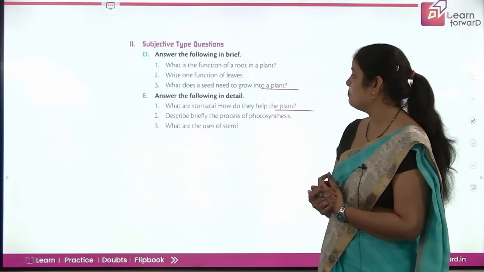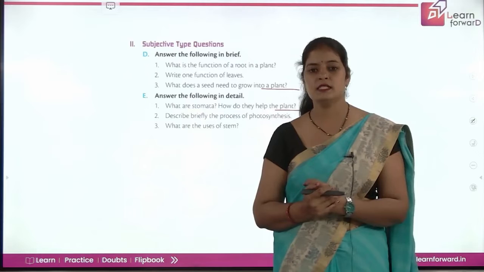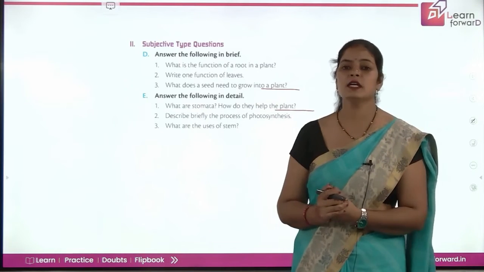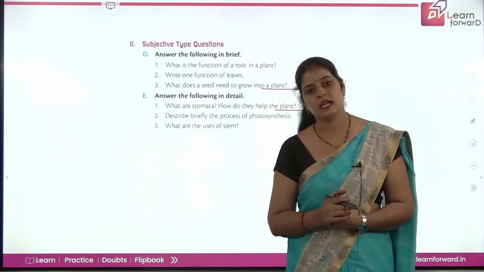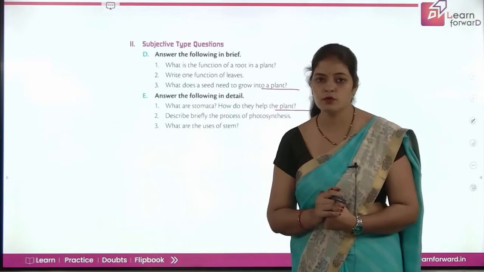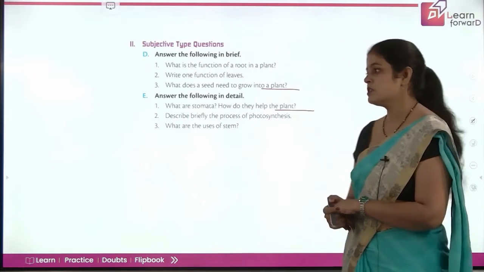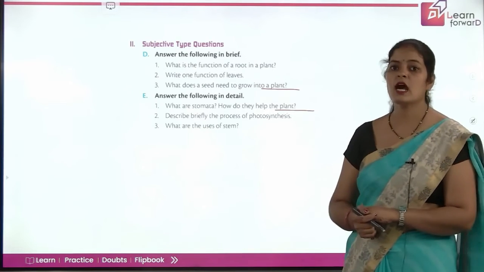Now describe briefly the process of photosynthesis. What is photosynthesis? Photo means light, synthesis means to make. So the green plants have a green colored pigment called chlorophyll. So in the presence of chlorophyll and sunlight, green plants prepare their food from carbon dioxide and water. Okay, and this process is called photosynthesis. What is made in this process are sugars.